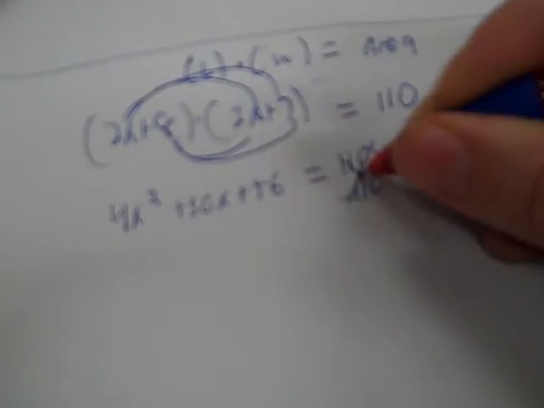So there's two answers, but I have to get my 0. I don't have 0. So minus 110, and then I can subtract 110 from 56. So now I have 4x squared plus 30x. 56 minus 110 is negative 54. So minus 54 equals 0. Now there's 3 terms. 1, 2, 3.